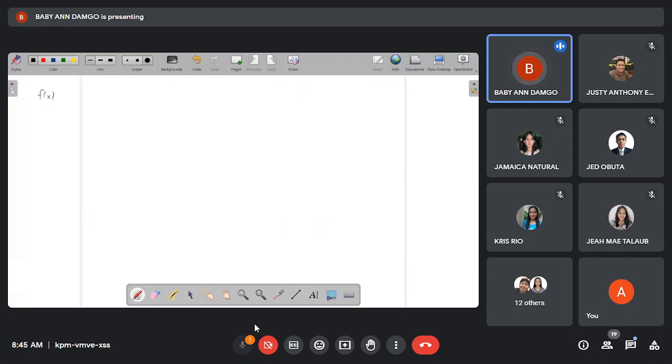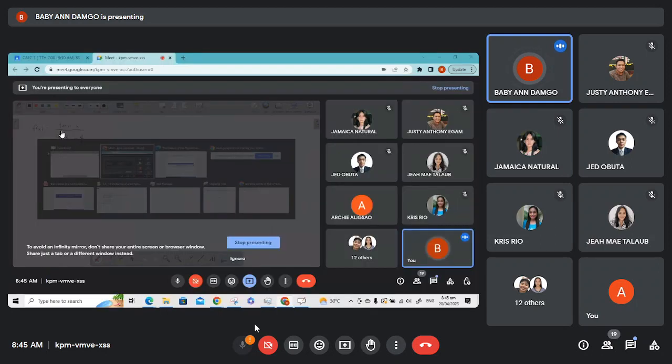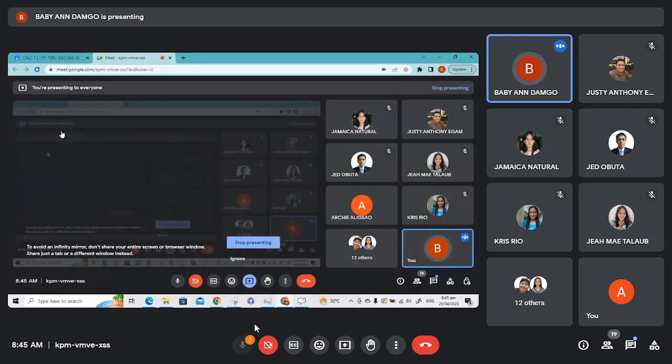What if your f of x is equal to tangent x all over cosine x minus 4? Okay, so I will give you 5 minutes to solve for the derivative. So it's 8:45, we'll go back at 8:50.